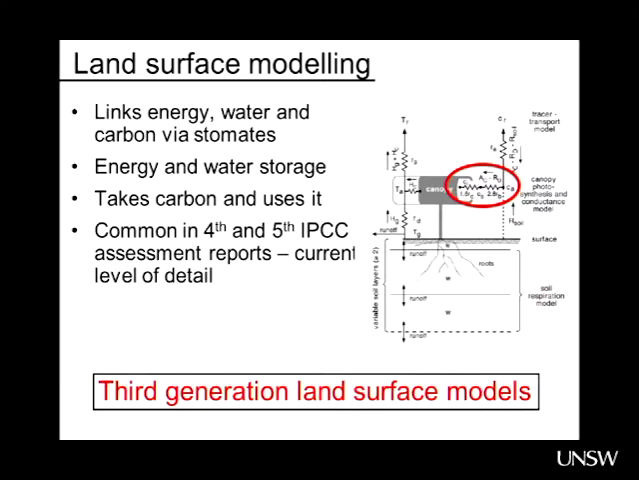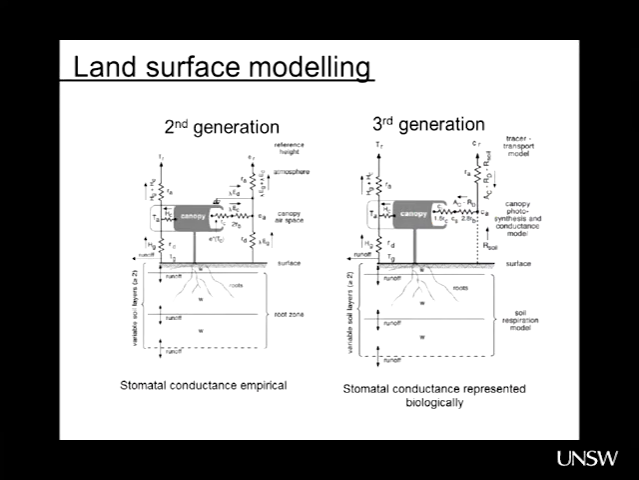So something that the stomate does here on the canopy affects energy and water, something that affects energy also affects carbon, etc., etc. An important thing about these two schemes, the second generation, which were common up into the 2000s, and the third generation, which are newer, everything else can be the same.